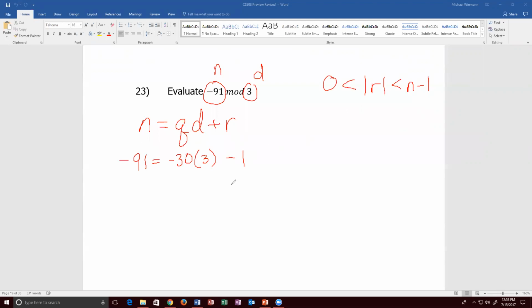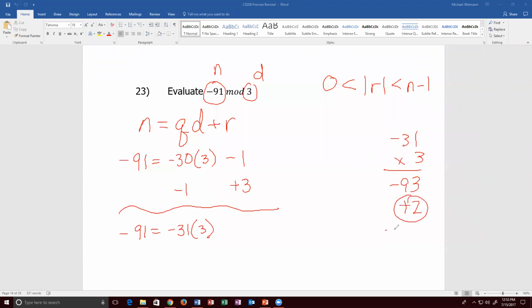If I add 3 here, that requires that I subtract the quotient by 1. So notice if I do that, I get negative 91 equals negative 31 times 3. Well, if you take negative 31 times 3, you get negative 93. To get this guy to 91, you have to add a positive 2 to get it back to a positive value. Hence, the modulus on this one is 2 as our correct answer. Completing question number 23.